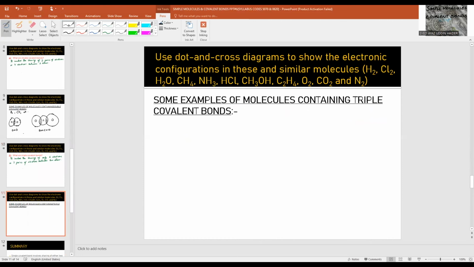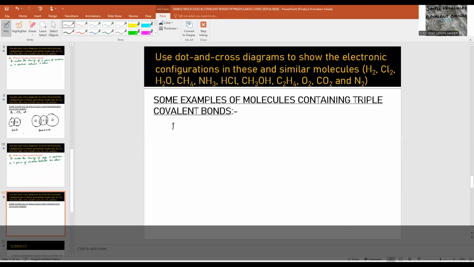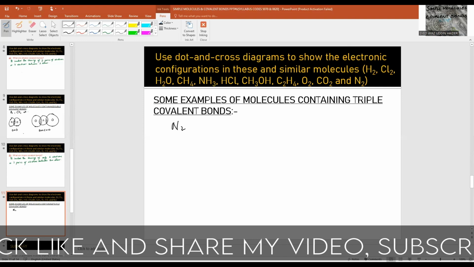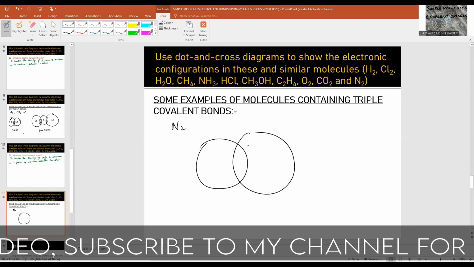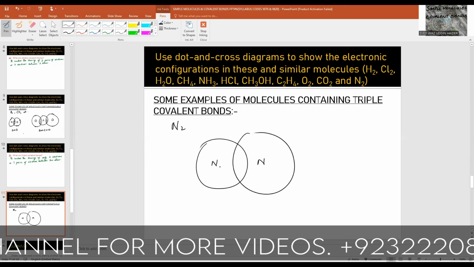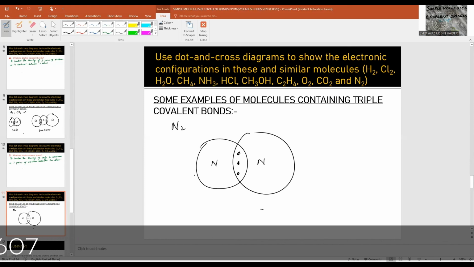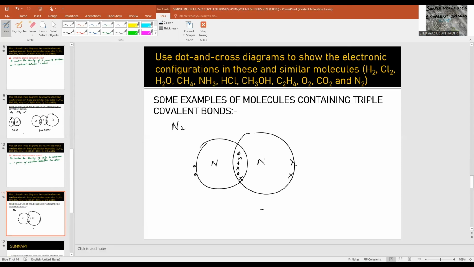Let's see the example. A perfect example is N2, the nitrogen molecule. Each nitrogen atom needs 3 electrons to complete its valence shell, so both will offer 3 electrons to each other. The dot and cross diagram: let's draw the valence electrons for this nitrogen: 1, 2, 3, 4, 5. For this one, 1, 2, 3, 4, 5. There are 3 pairs of electrons shared, so I'm going to show it this way, with 3 dashed lines. This indicates that 3 pairs of electrons are shared in the nitrogen molecule.